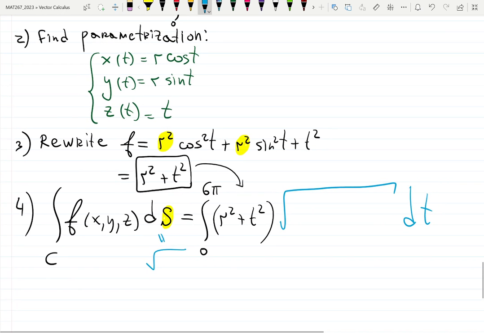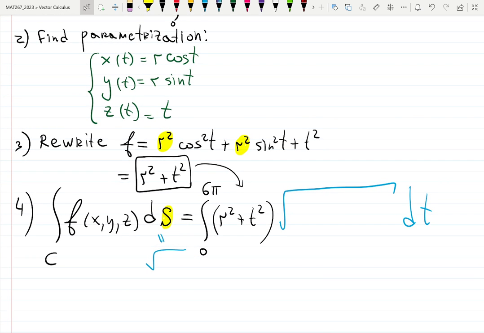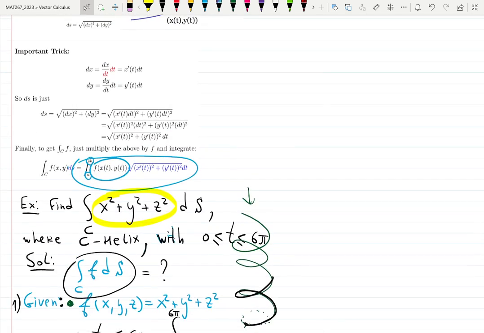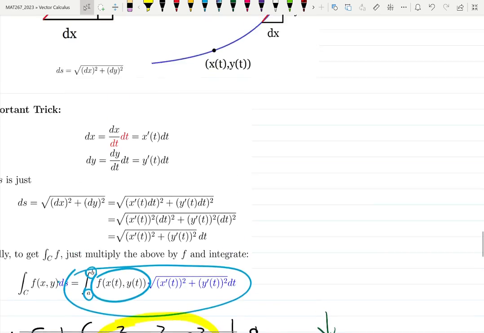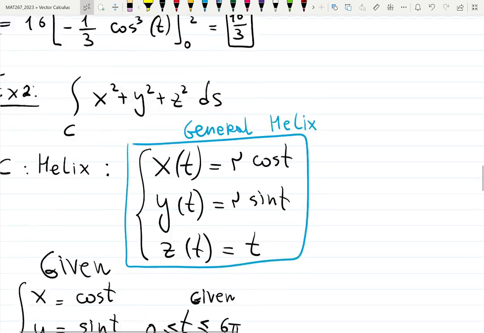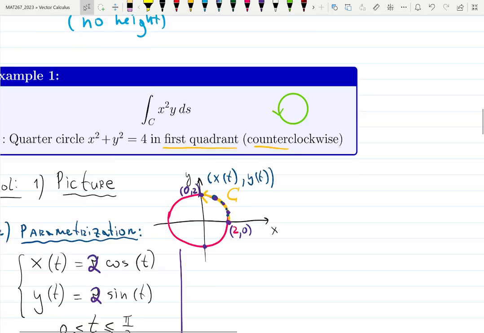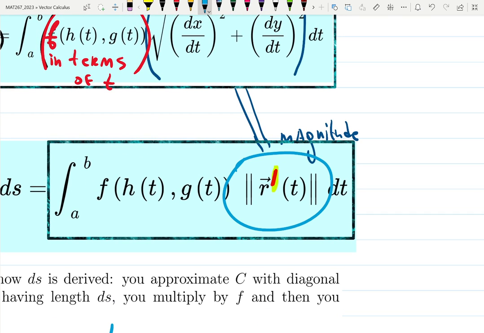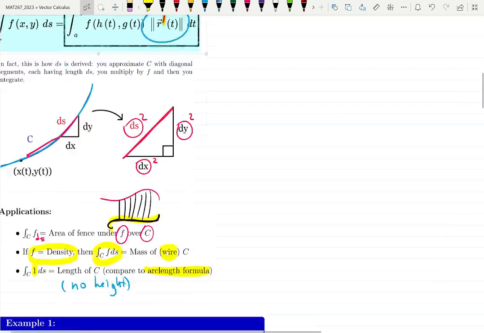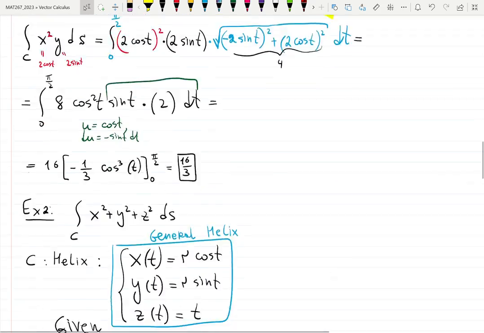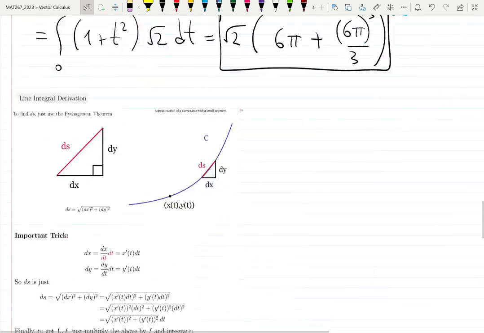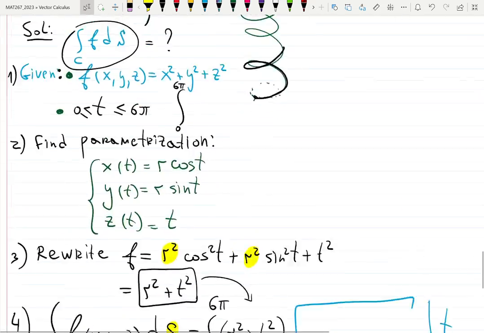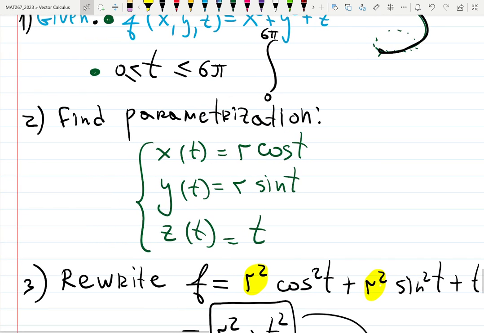So that's the confusing part for students. The formula tells me x prime squared plus y prime squared. Some formula even tells me it is the magnitude of r prime. Interesting. What is my r? That's the confusing part. It's going to be very important for this homework specifically. Where is r? This is r. X, y, and z in terms of t is r.